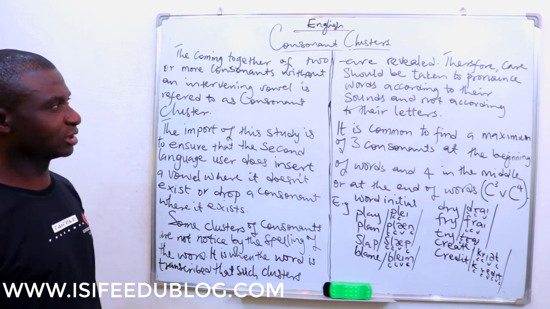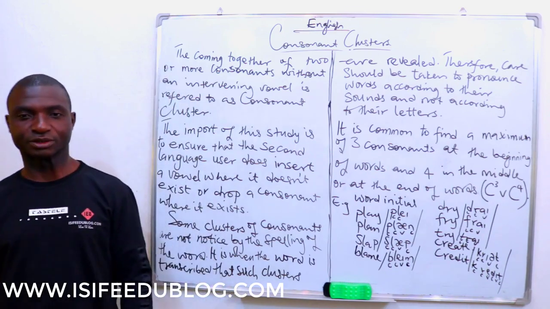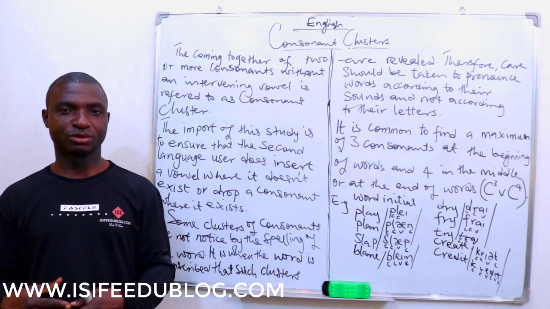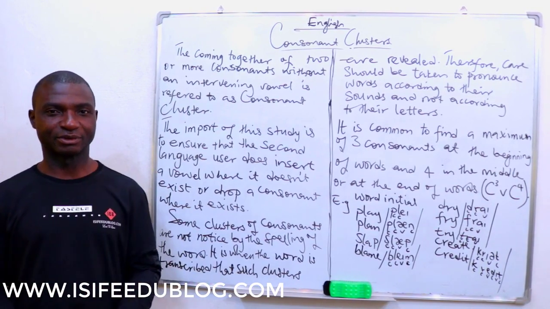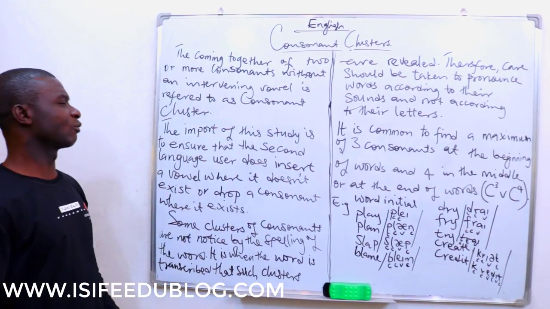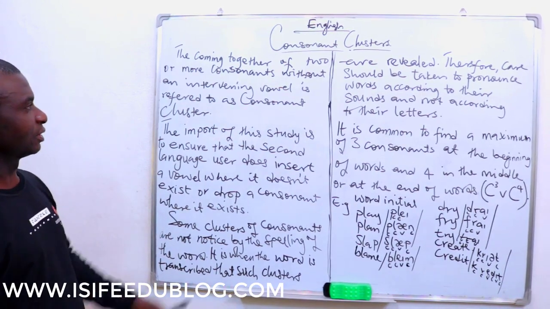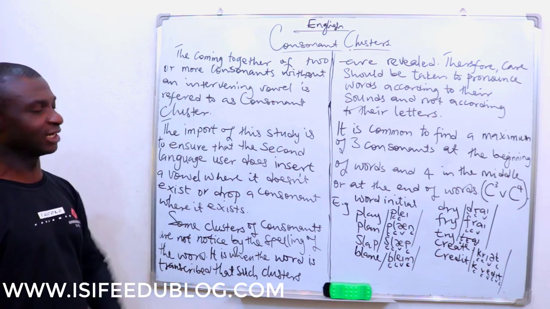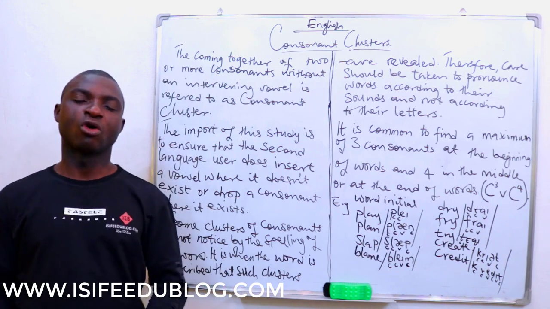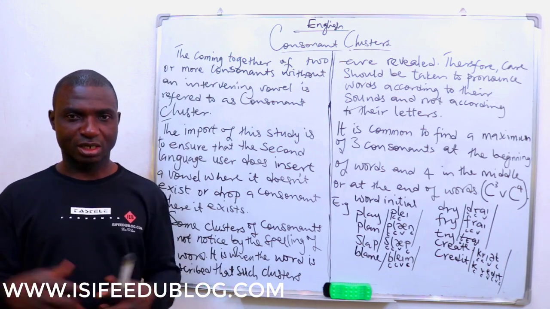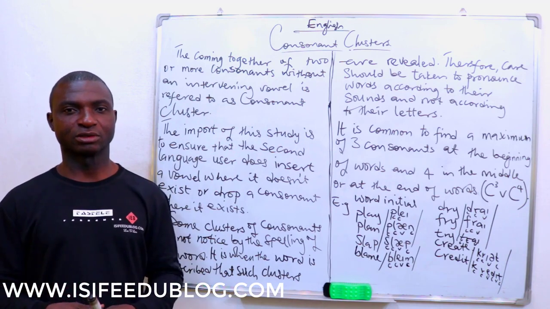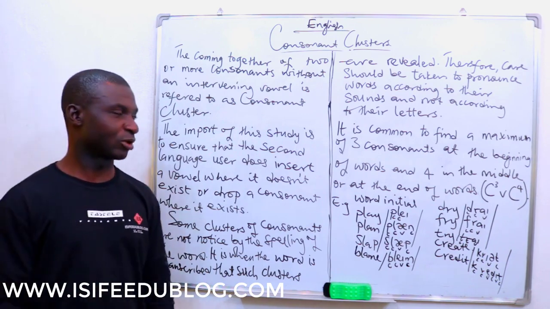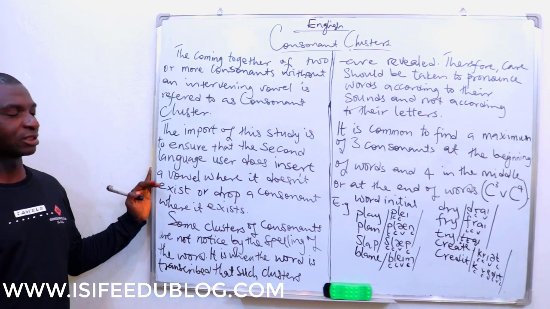Martin is my name, and today we're looking at consonant clusters. Consonant clusters. What does that mean? A cluster is a combination of things of the same kind. Now, when consonants cluster, there are two or more together without an intervening vowel. Two or more consonants following each other without a vowel in between is what we call a consonant cluster.